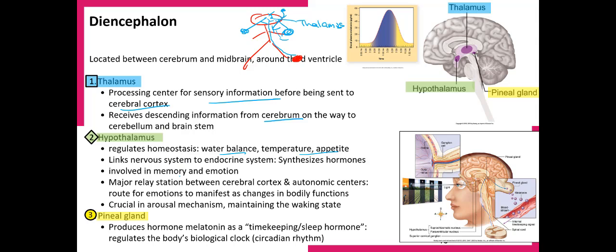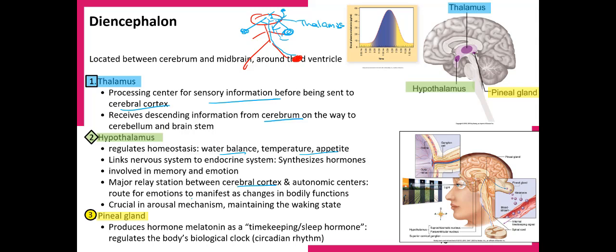Hypothalamus is involved also in memory and emotion, and it's the major relay station between the cerebral cortex above it and the autonomic centers. So it is also involved in processing autonomic systems. It's also crucial for arousal mechanism, helps us stay awake, and all that kind of stuff.